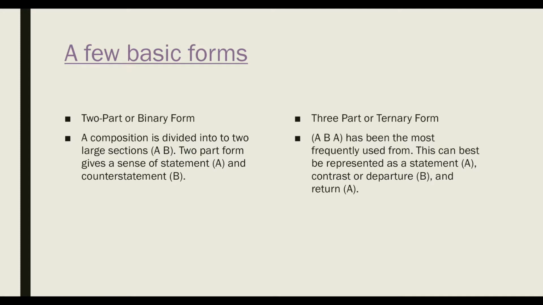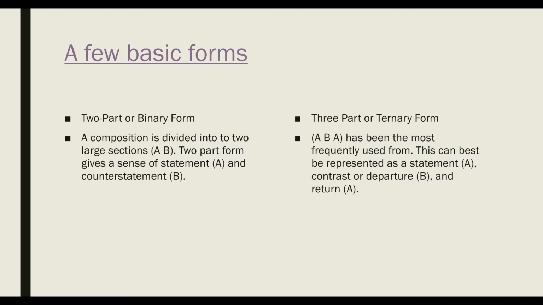There are two basic forms, and they can get more complicated the farther down we go. But most importantly, there is a two-part or binary form. That's where a composition is divided into two large sections, an A and a B. Two-part form gives the sense of a statement and a counterstatement. There's also something we call ternary form, or three-part form, where you can have an A section, a B section, and then an A section again.